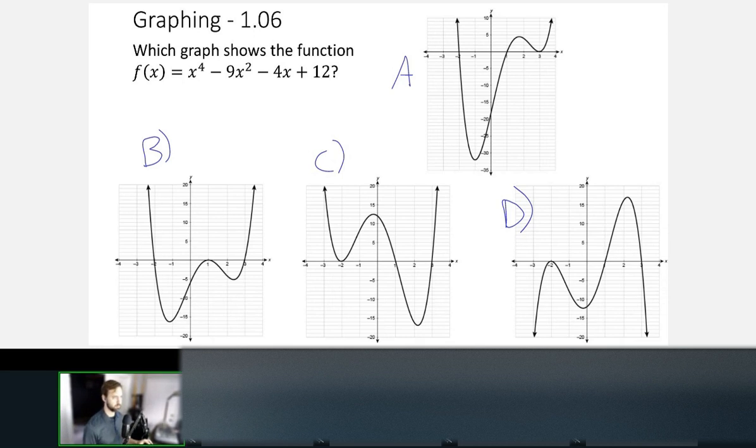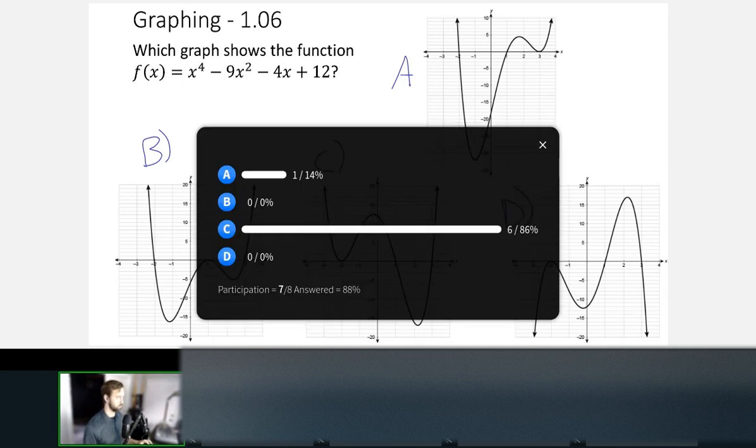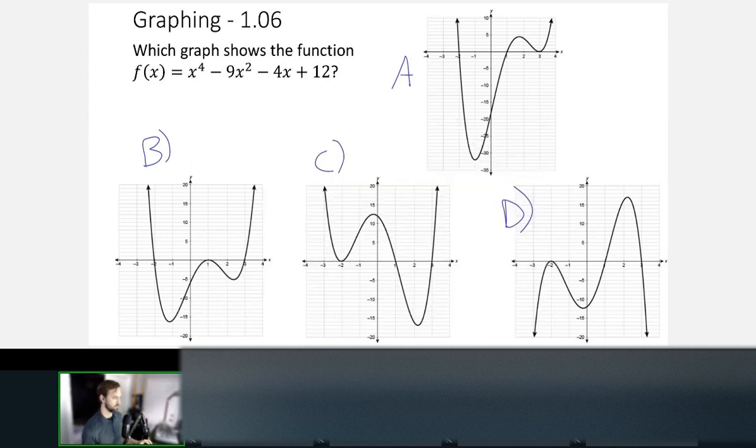All right. Let me show you the results. The answer is definitely C. Yeah. Wait, hang on a second. Neuro messed up. I don't know if you noticed the participation. It says 7 out of 8 answered. They didn't fix it. They did not fix it.